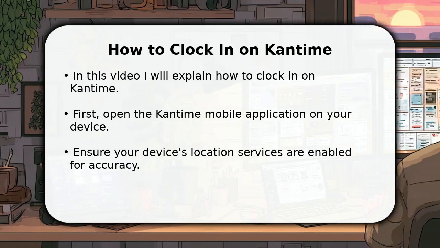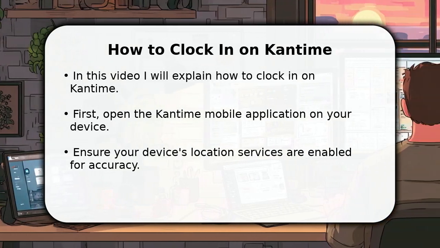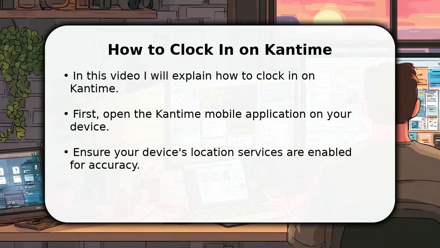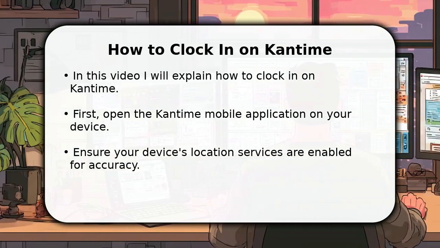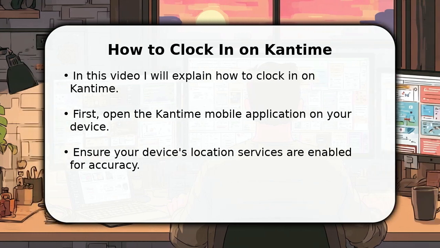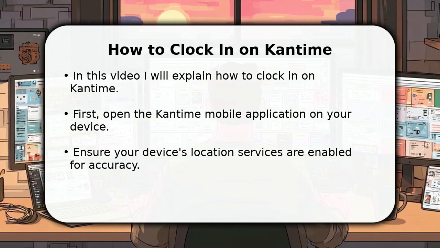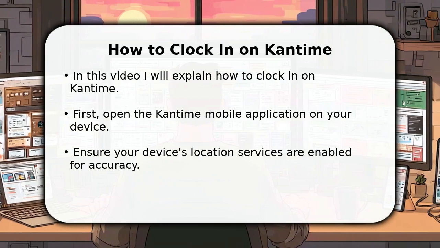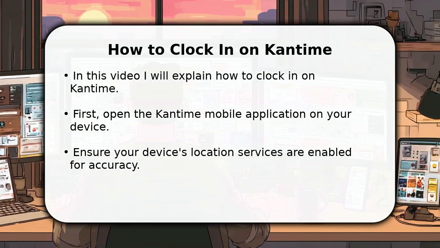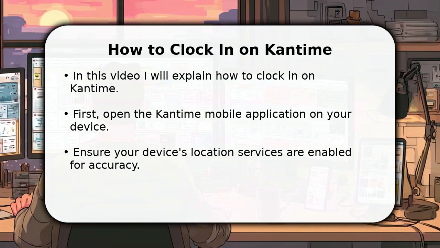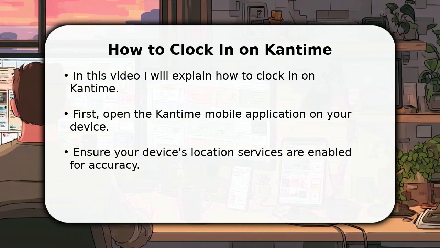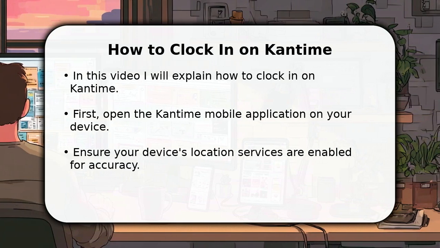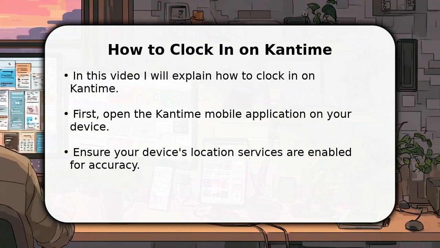In this video, I will explain how to clock in on KanTime. To begin, simply open the KanTime mobile application on your smartphone or tablet. It is crucial that your device's location services are turned on, as this ensures your clock-in is accurately recorded. Once the app loads, you will be presented with your main dashboard, ready for the next step. Always double-check your screen to confirm you are in the correct client account before proceeding further.